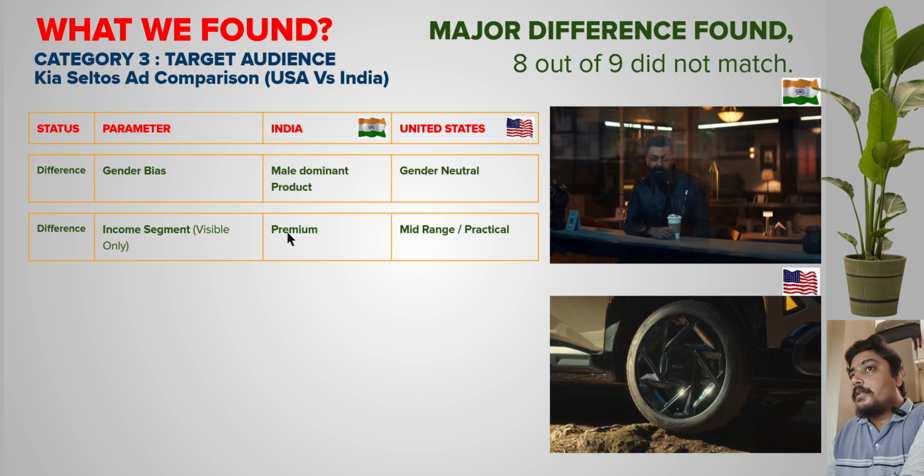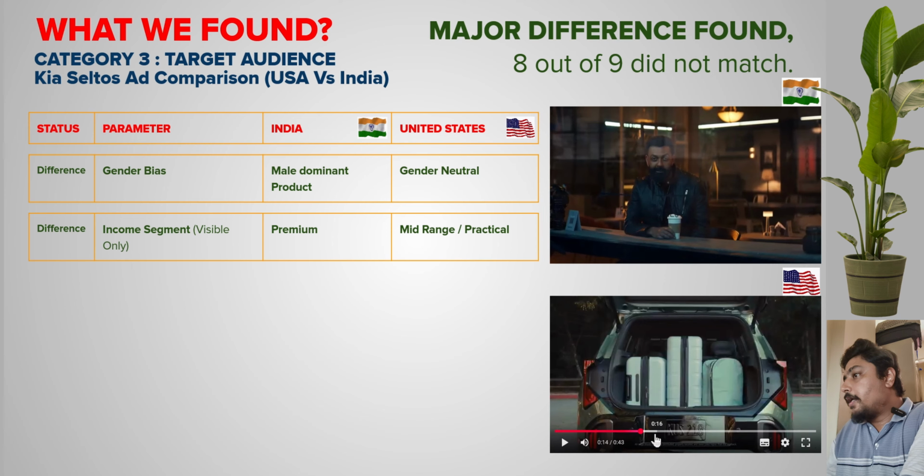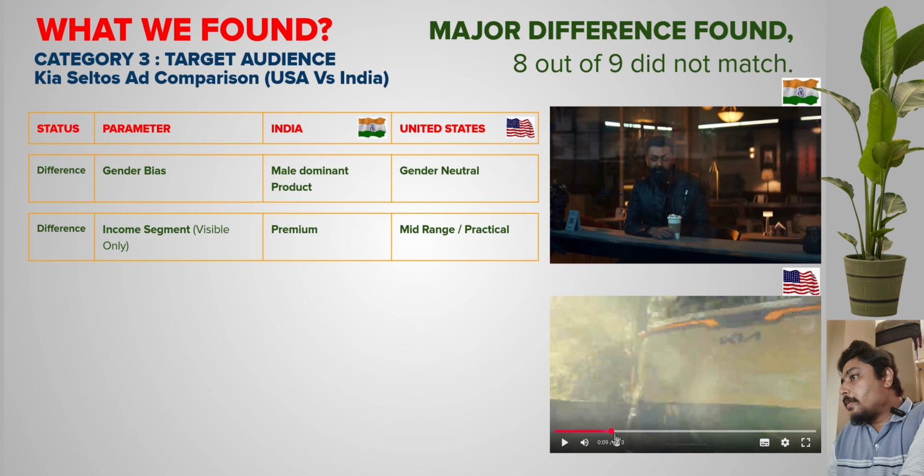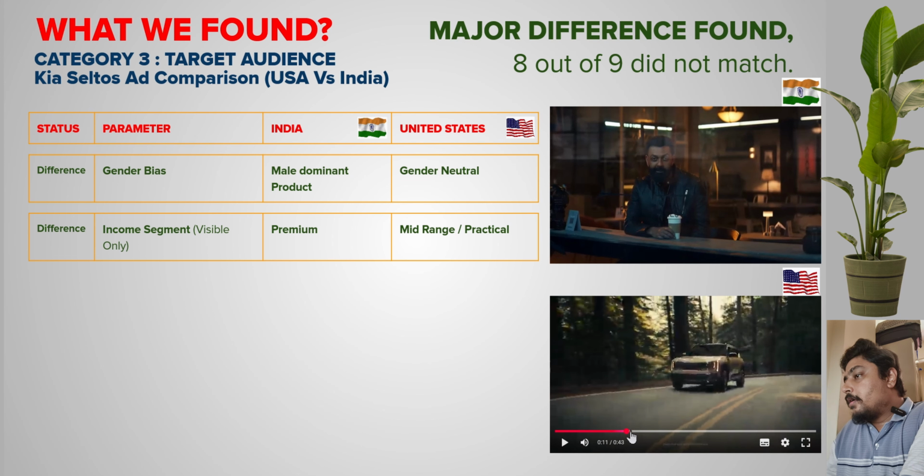The reason is they did not show any human, but they have shown the functionality of the product, the features of the product. So as you can see here in the income segment, in the American ad the car is displaying the features of the product, unlike the Indian ad. So that's why we have marked this income segment as a mid-range or practical audience.